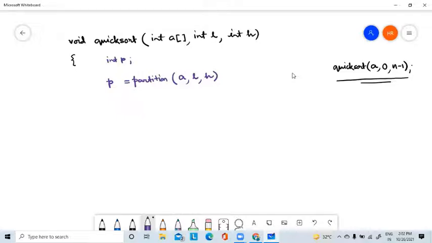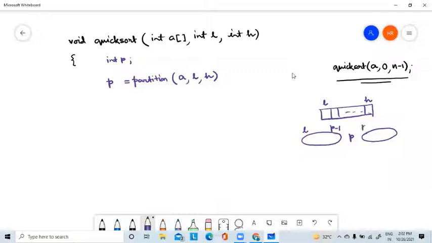Okay. So after this, suppose this is your whole array. So this is the lowest index value. This is the highest index value. After this partition function, suppose this is the position of the pivot. So in this side, what is the subarray size? The subarray will be L to P minus 1 index value. And what is this side subarray? It will be P plus 1 to H.